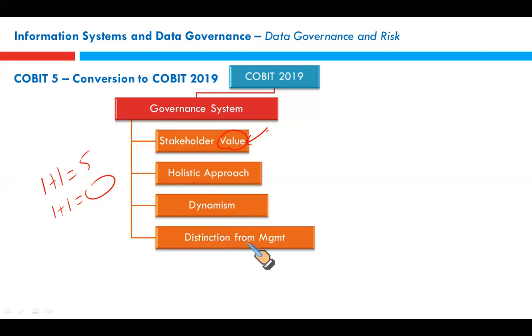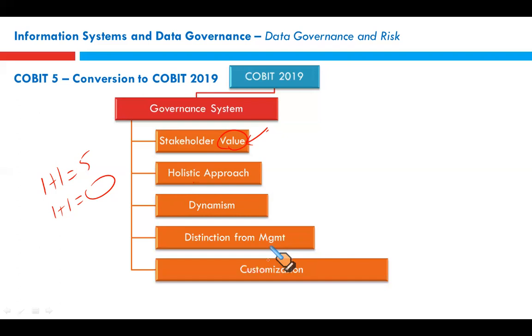Then, distinction from management. This is what we have just discussed. We have discussed governance is different. Management tasks are different. Governance involves setting a strategic direction and oversight, and management means actually taking actions to achieve the goals. So governance and management must be segregated. And the last point is customization.